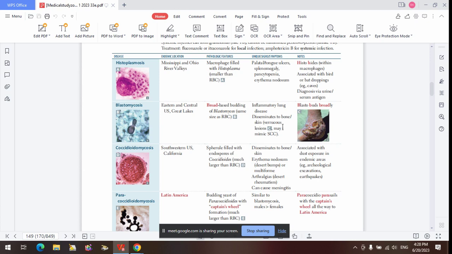So, histoplasma can disseminate into the blood, and once it disseminates, it can travel to the liver and affect the spleen, so they can have hepatosplenomegaly. It can affect the bone marrow, causing pancytopenia. Another thing that we should also remember about this histoplasma is that it's one of the causes of erythema nodosum.